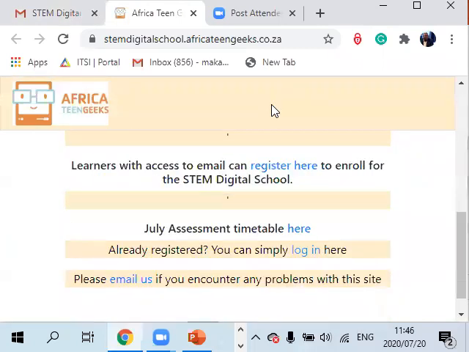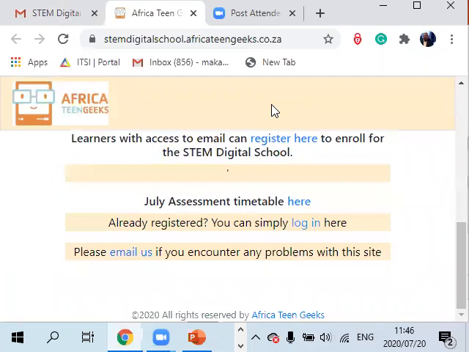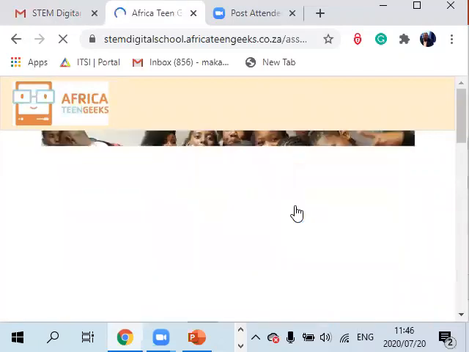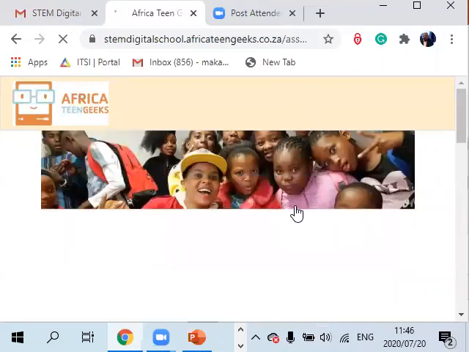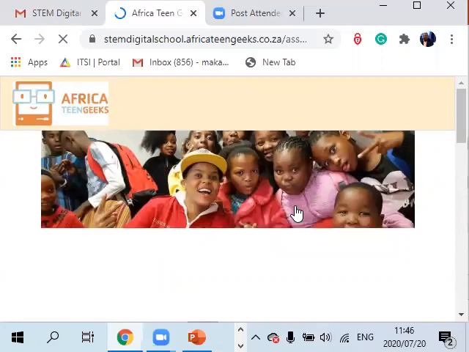Right, you can see the July assessment timetable. And of course, you can just click right there, July assessment timetable. Then once you click on the timetable, it should take you to all the tests that you need to write for this particular season. And you just go and look for the mathematics test.